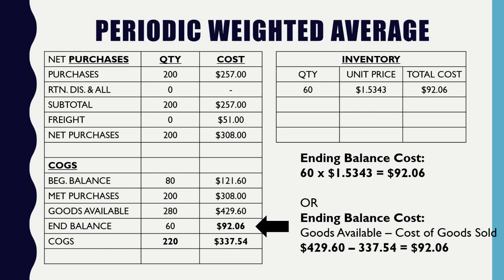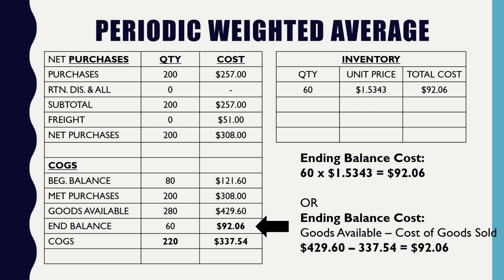Now, flip reverse, if I were to multiply 60 by the 1.5343, I'm actually going to get 92.0643. So from there, I'm going to round it off to make it like this. Reason being is because when you actually journalize, you can't have a tenth of a penny on there. Everything has to be rounded to the nearest penny. So also understand that concept as well.